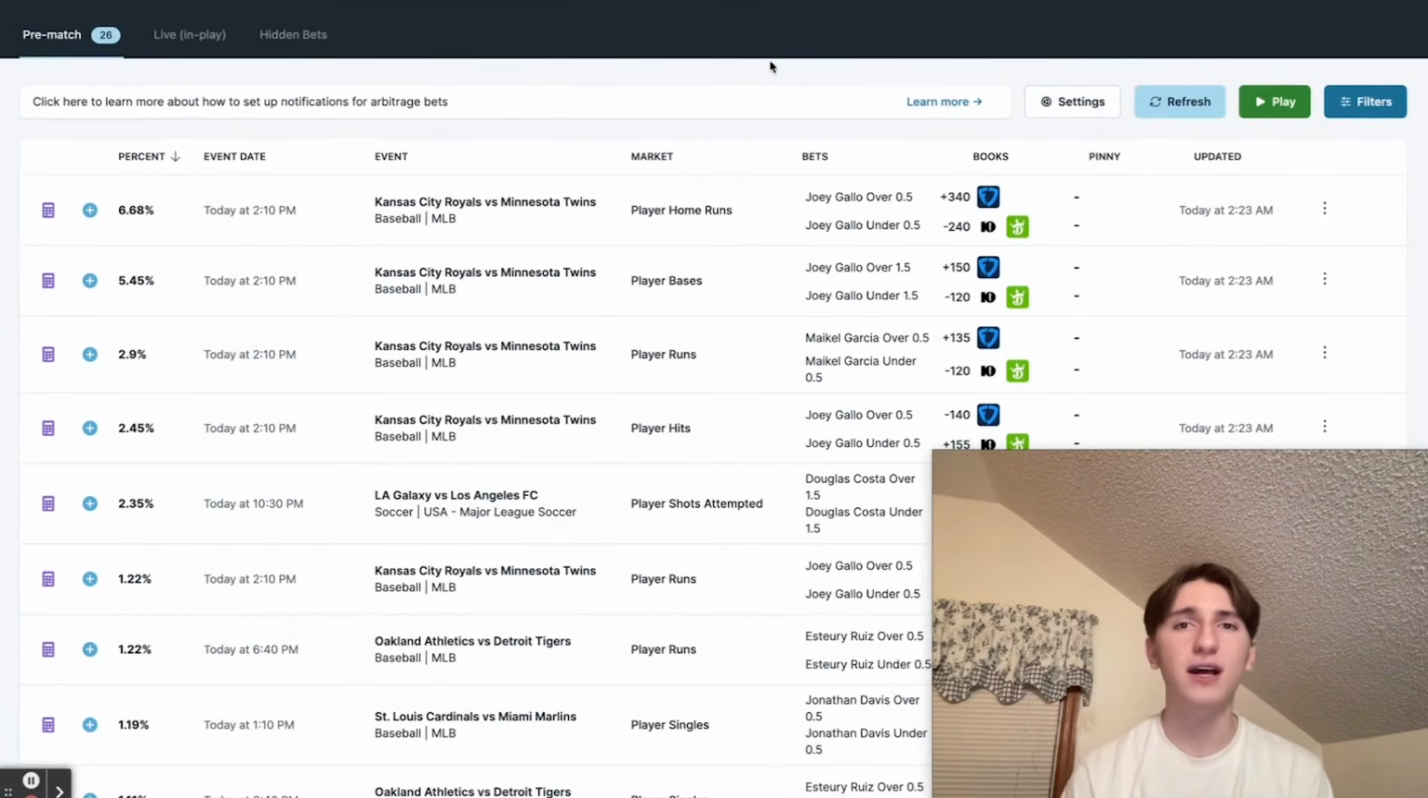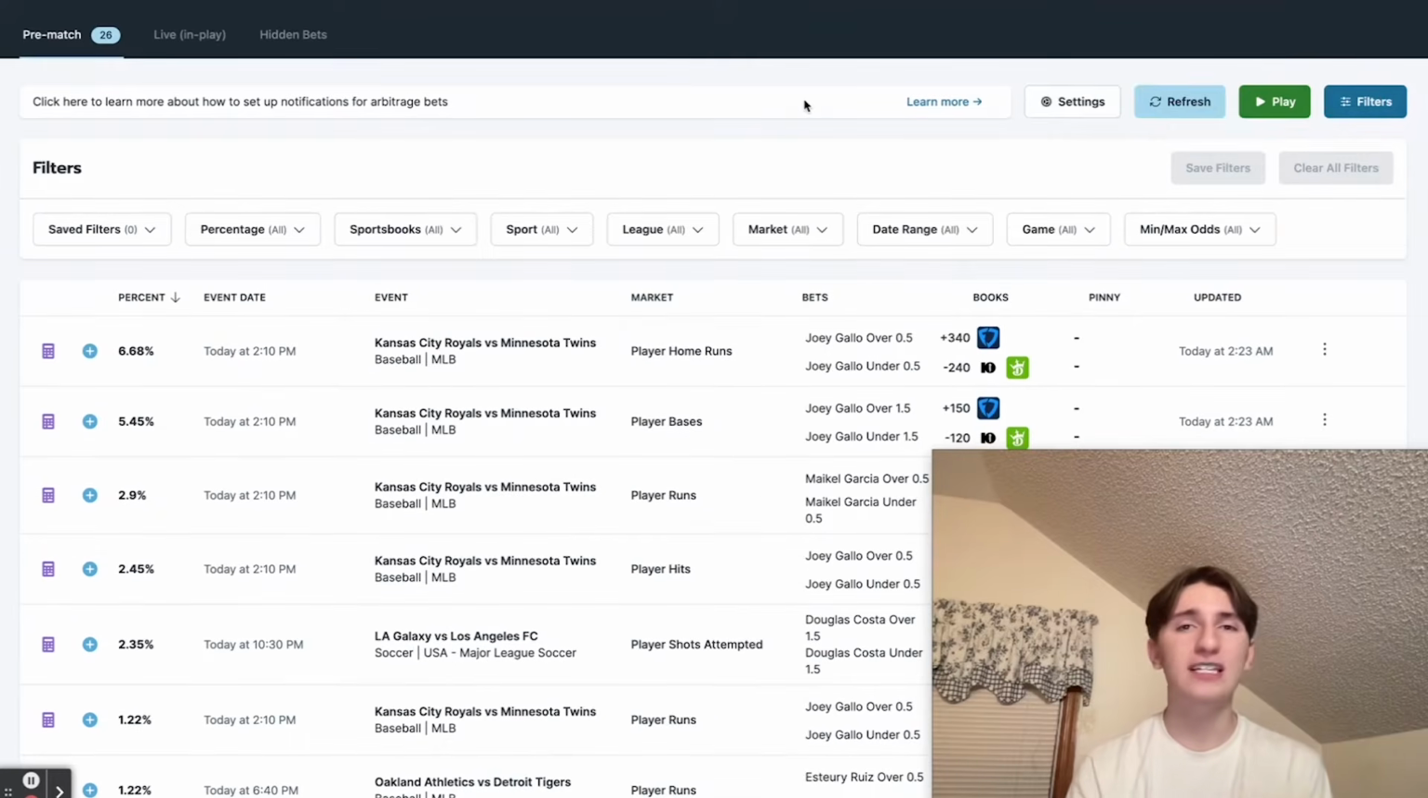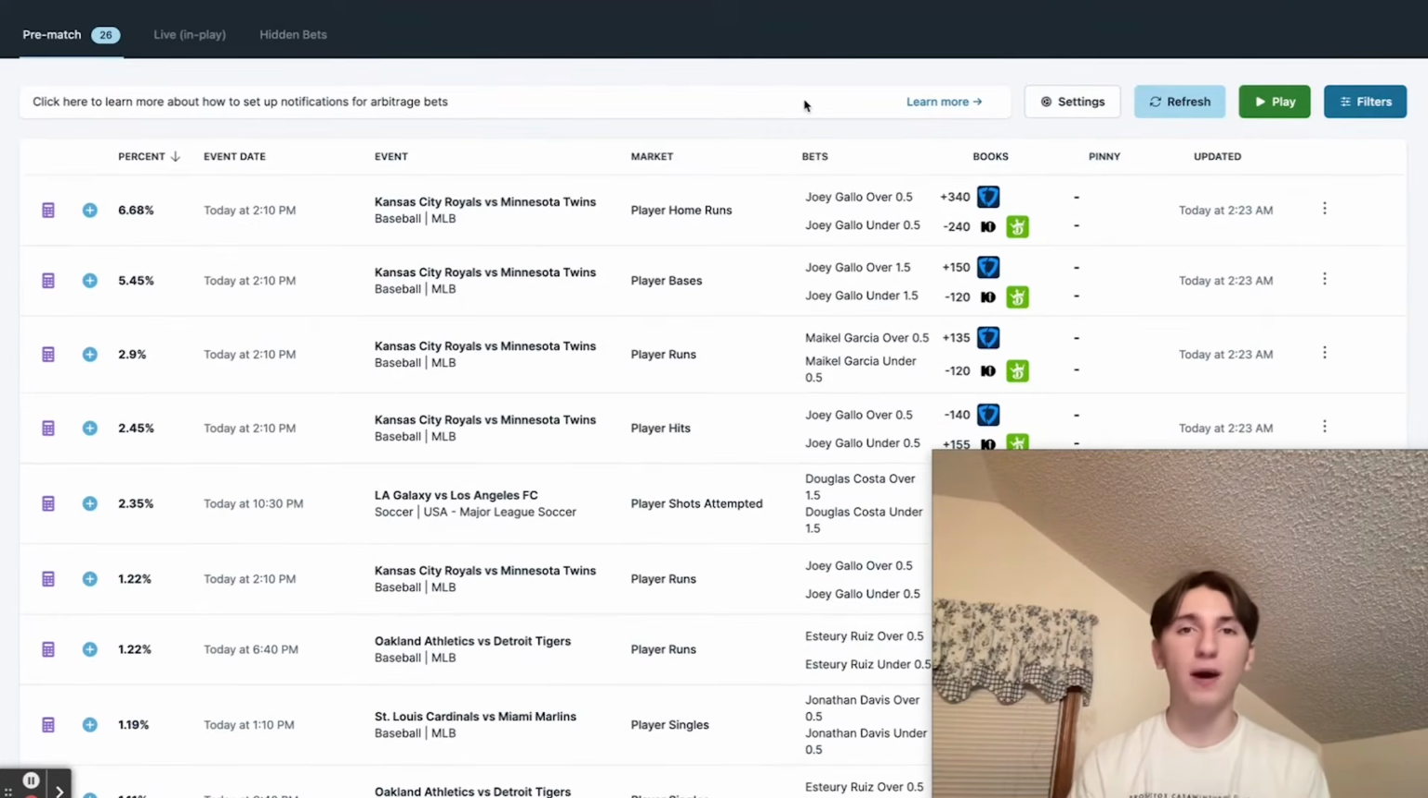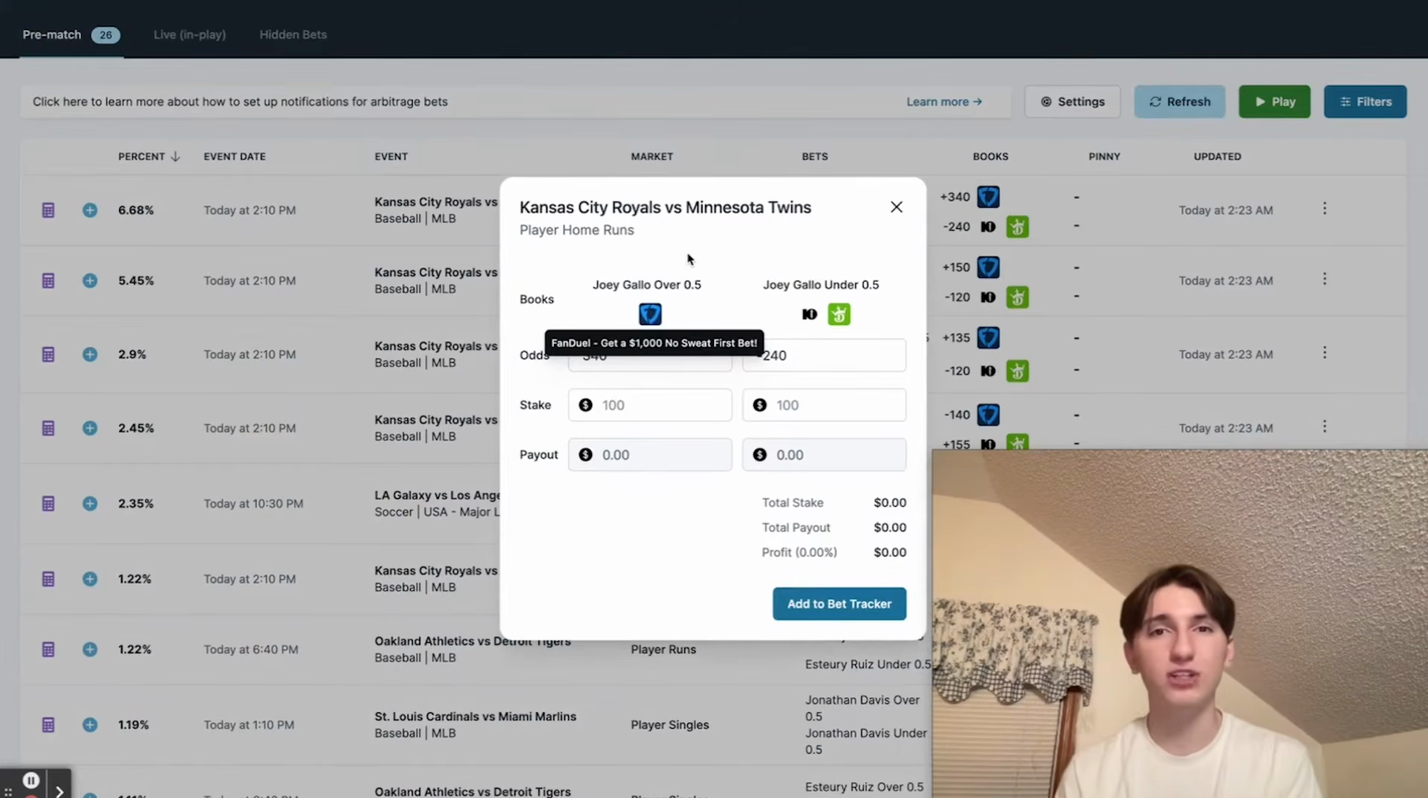Once again, just like the positive EV tool, you can go up to filters to mess around with what sportsbooks you're looking at, what odds you're looking at, what leagues you're looking at, all those fancy things. But the arbitrage tool is super easy to use, just like the positive EV tool. It does all the work for you. All you have to do is tell it how much money you have available on each book to play, and it'll tell you how much to play on the other book, and then you guarantee a risk-free return.